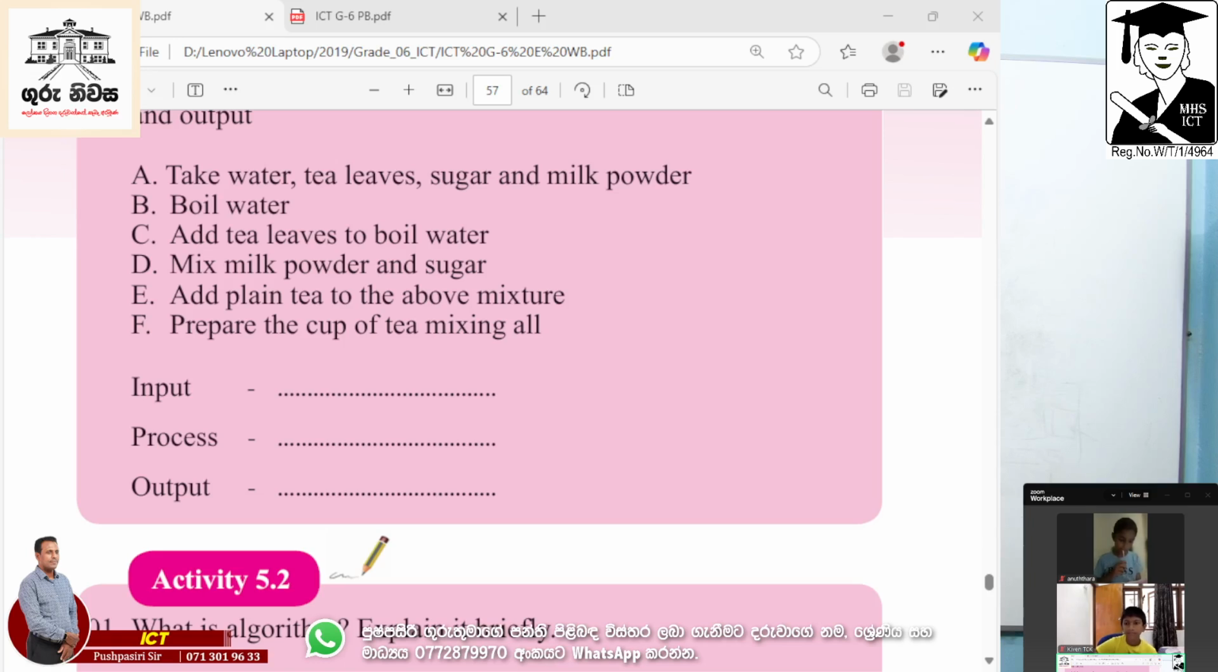Now you know how to solve a problem. Right? Now you all know how to solve a problem. Right, when a problem comes up, what should we do first?